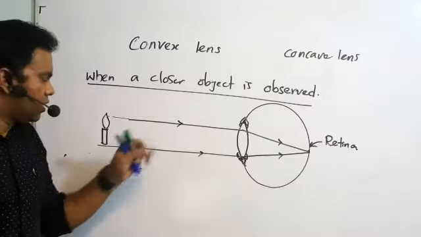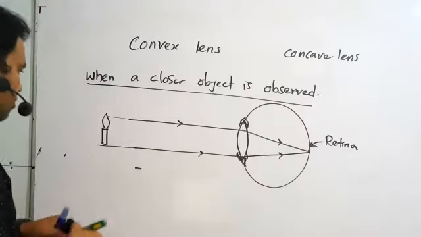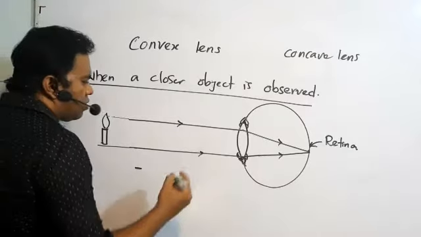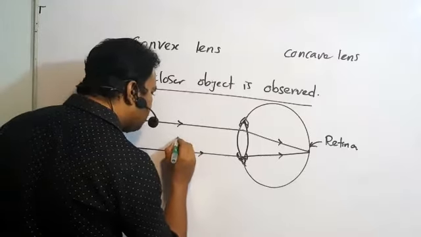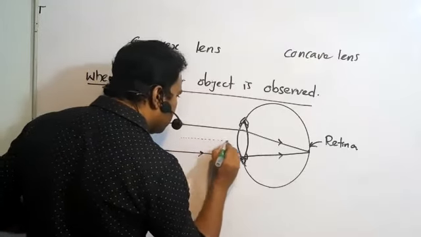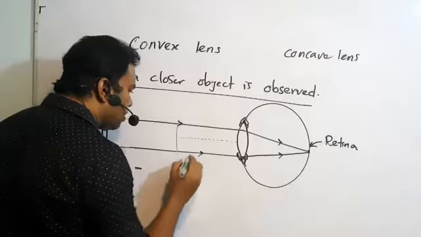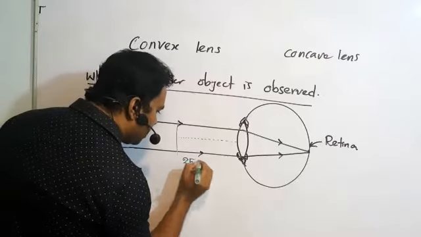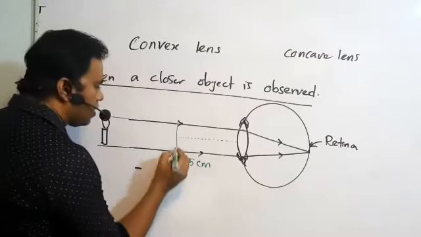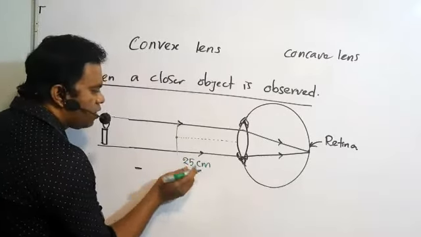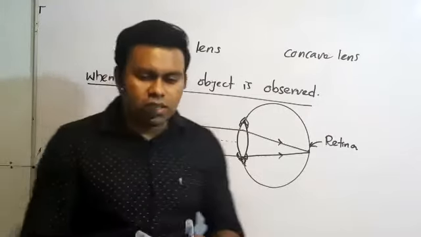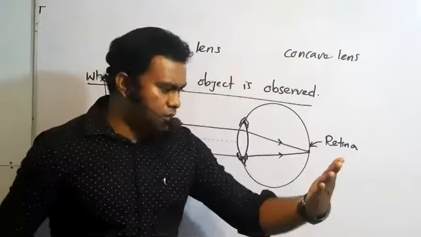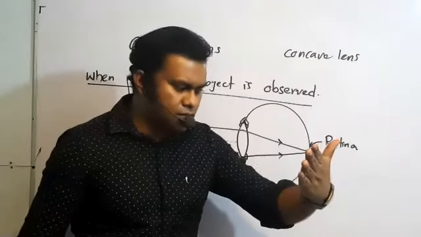Okay, so this is the normal state. So when this object is 25 centimeters away, 25 centimeters means close. A clear image can be seen when the object is 25 centimeters away.